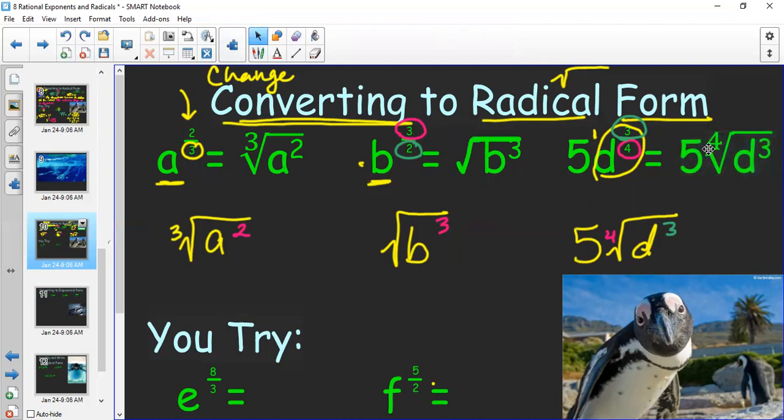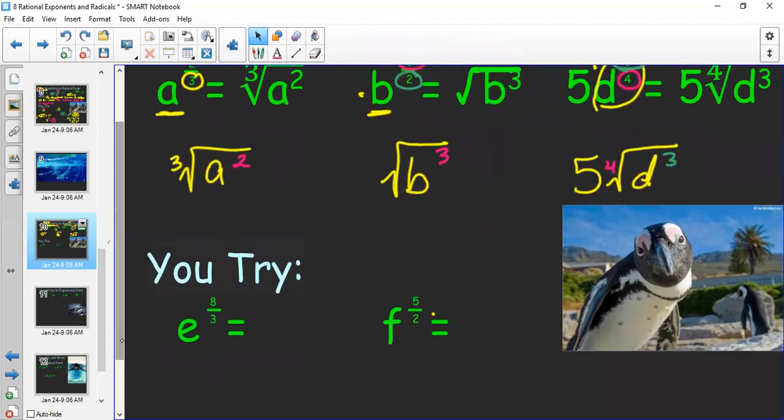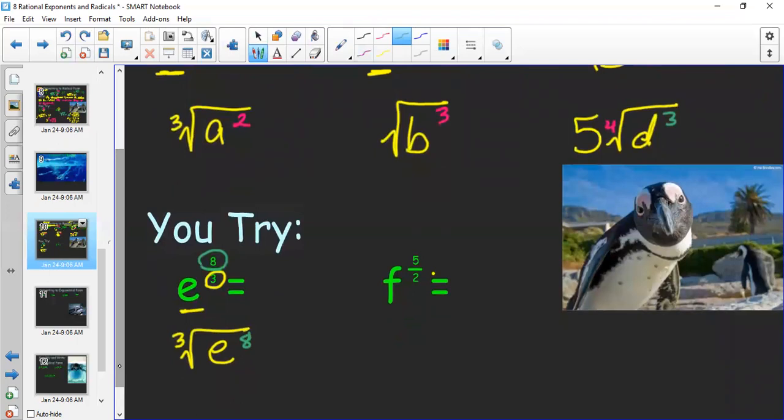All right, go ahead and pause the screen here and see if you can do these last two on your own. All right, let's see how you did. So e, your base, goes underneath the radical. Our denominator is the index, so it's the cube root. Our numerator is the exponent. This should have been your answer for the first one.